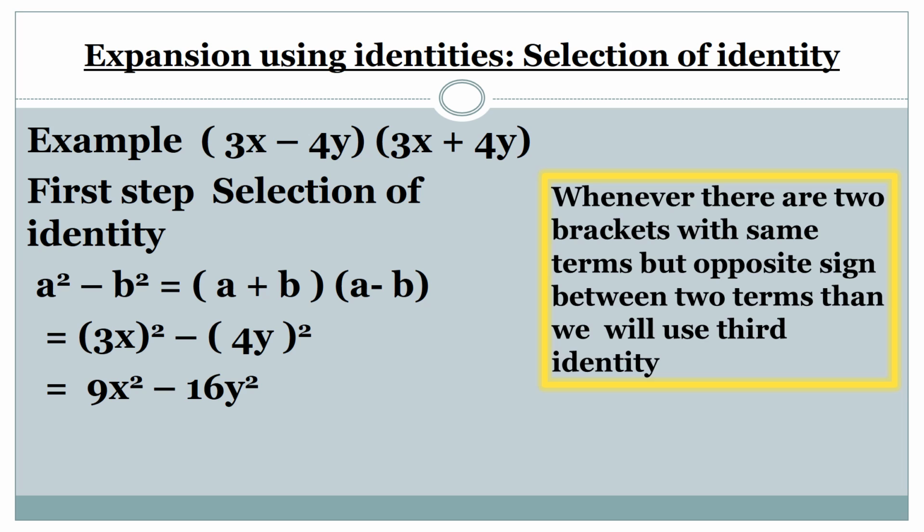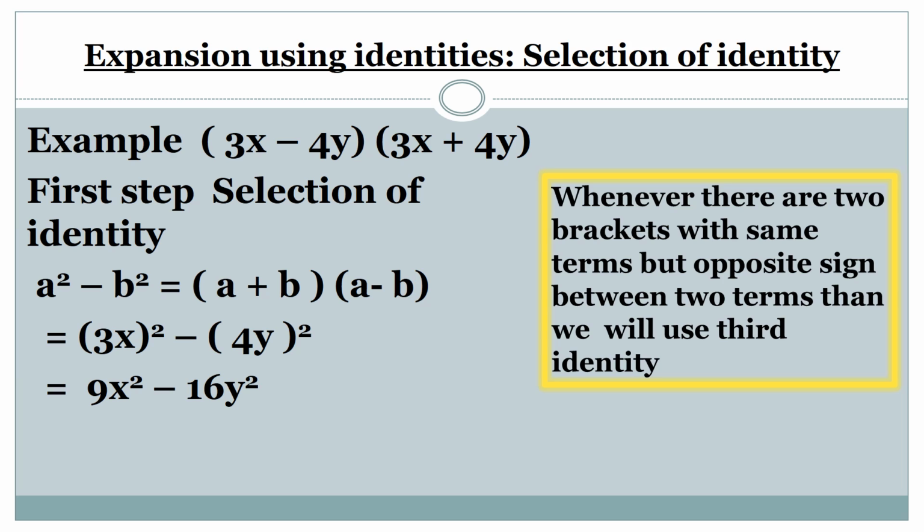Now students, the third identity is a little bit changed from the first two identities. In the third identity, it is (a minus b) into (a plus b), or (a plus b) into (a minus b). You must remember one thing for this identity: if the first term is 3x, then the next expression must have the first term 3x. If the second term is 4y, then the next expression must have the term 4y, but there is a difference of sign between both expressions.